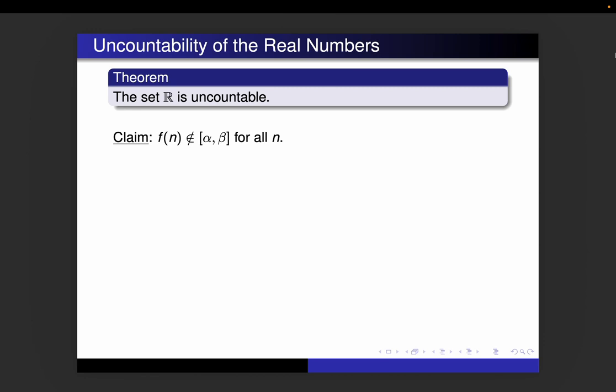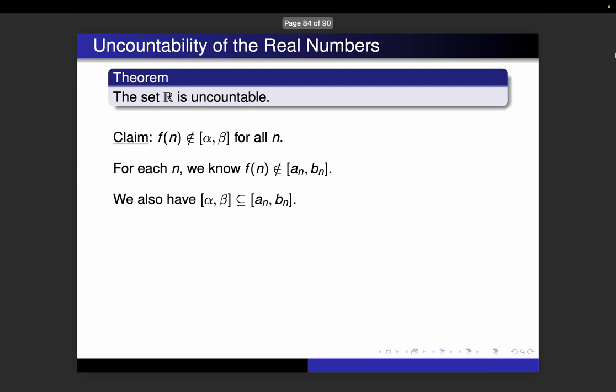Now our claim is that none of the f of n's are in the closed interval alpha beta. None of the outputs of our function can possibly be in that closed interval. Well, we know that for each n, f of n is not in the interval between a_n and b_n. We also know that since alpha is bigger than a_n and beta is less than b_n, the interval alpha beta is contained in the interval between a_n and b_n. That means f of n cannot be in the closed interval between alpha and beta. If it was, then it would have to also be in the interval between a_n and b_n.